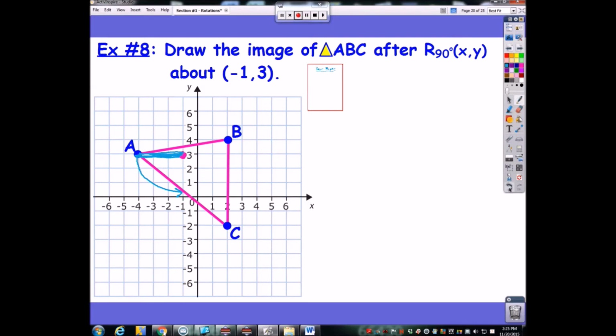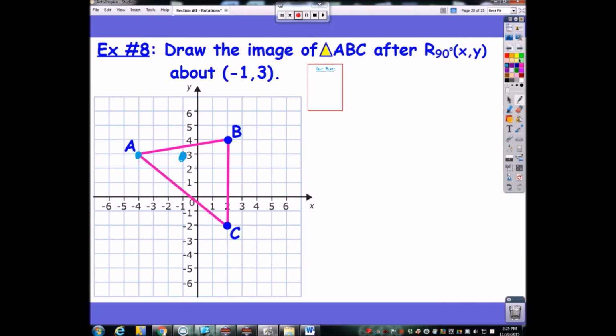So point A is going to be pretty easy to do, but I want to show you a little bit different method. And it doesn't really work too well with point A since it's directly horizontal of it. I'm going to start with B, and then I'm going to work with C, and then I'll come back to A and finish it. And you'll see why A was a lot easier to do.